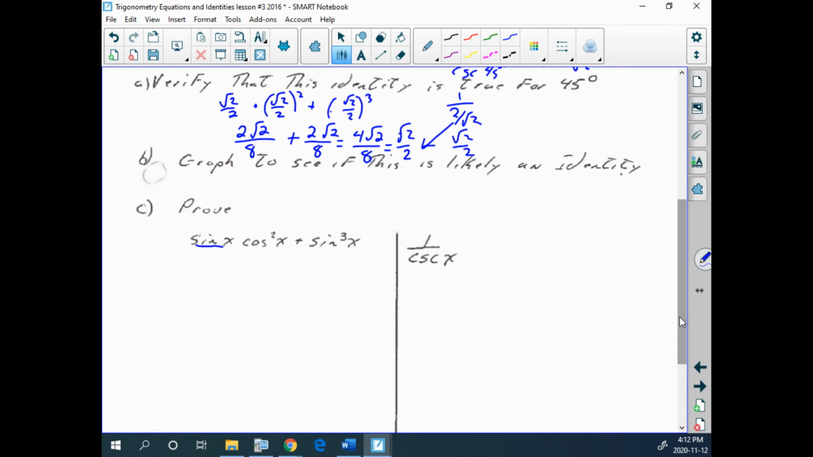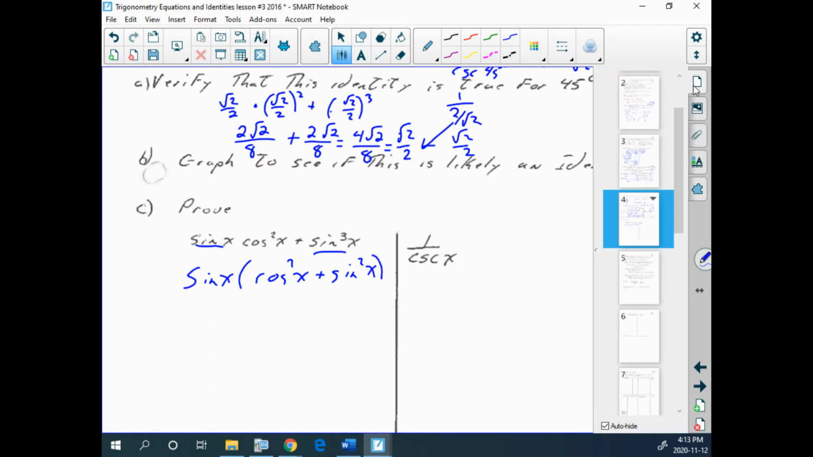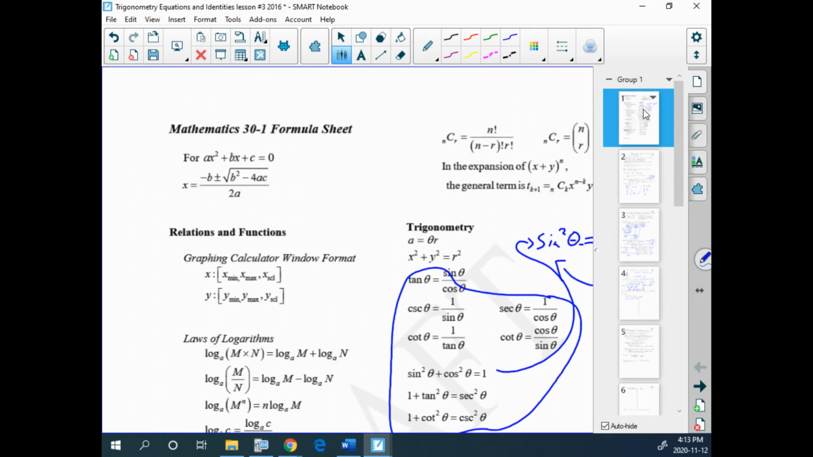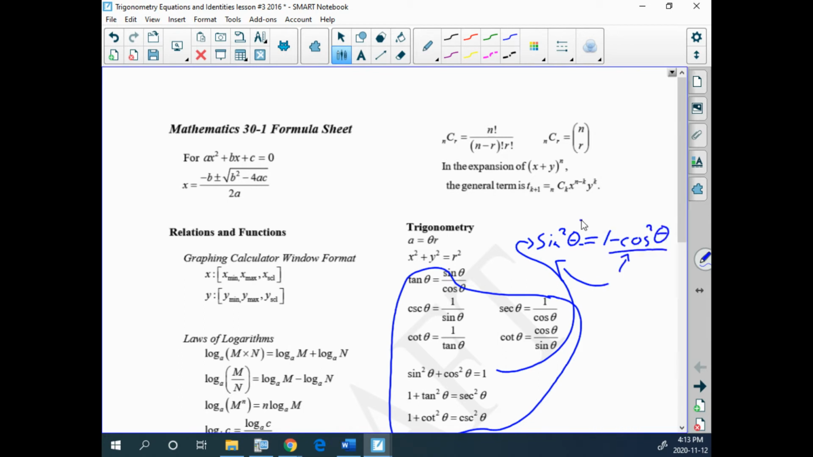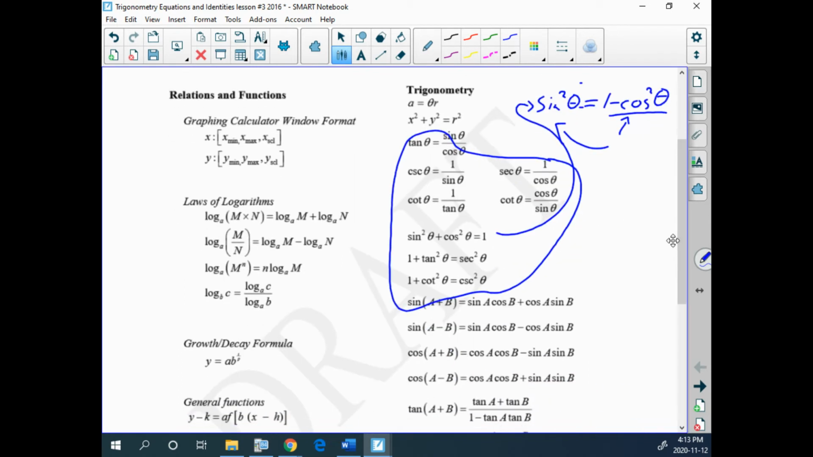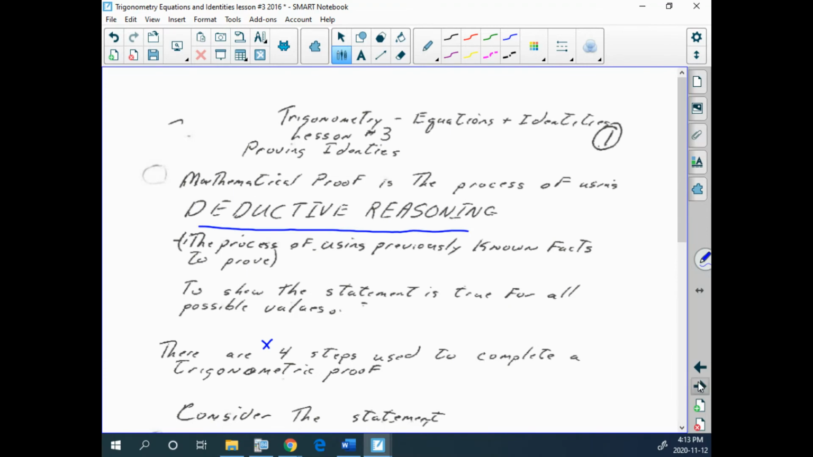I have a common factor of sine x. Taking out a sine x leaves me with cos squared x plus sine squared x. Going back to my Pythagorean identities, I have a perfect one right here. That's this one. I see sine squared x plus cos squared x. Every place I see that, I can replace it with 1.